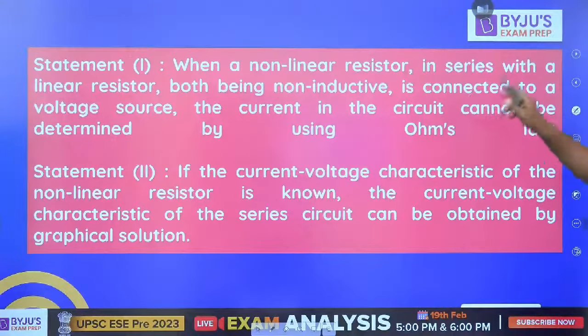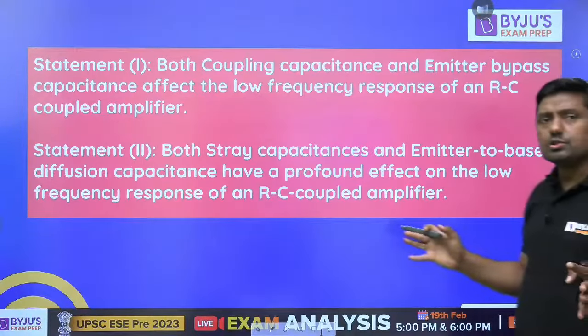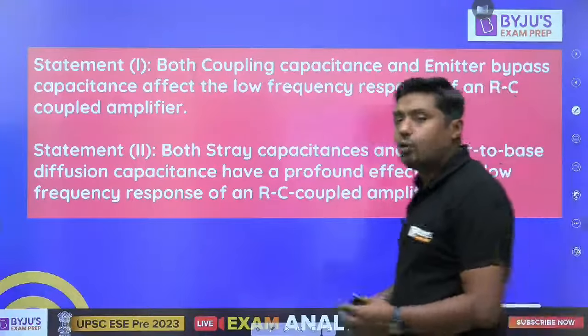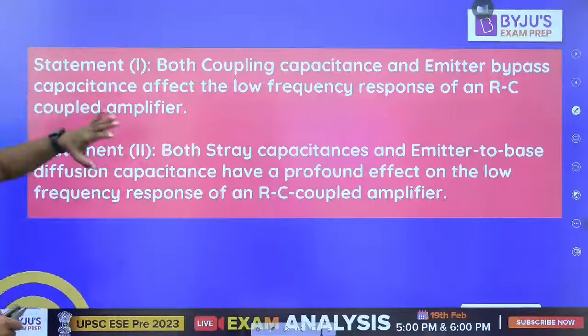Then, when a non-linear resistor, this is another question of a similar type. Then two ideal current sources are connected. You can read this question. I'm not going to solve it. I will upload the PDF on my Telegram channel. But I want to share different types of questions.